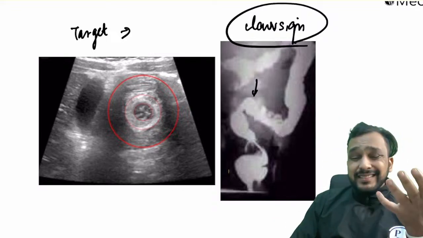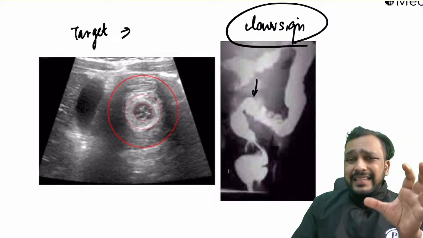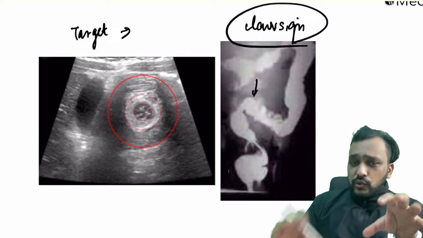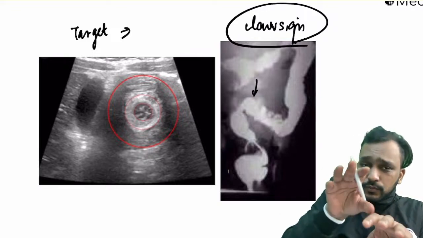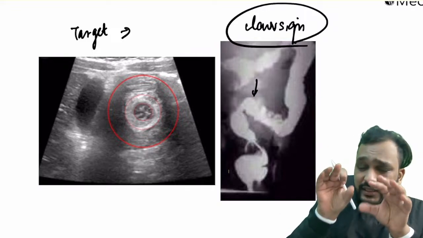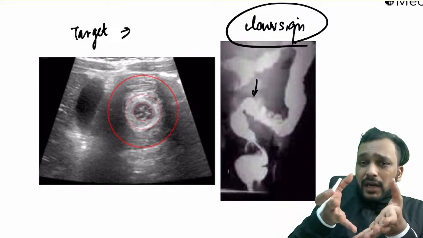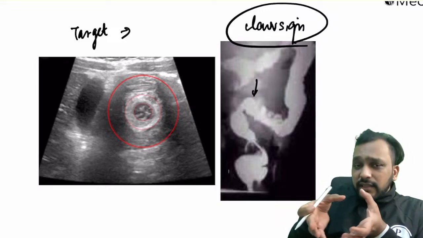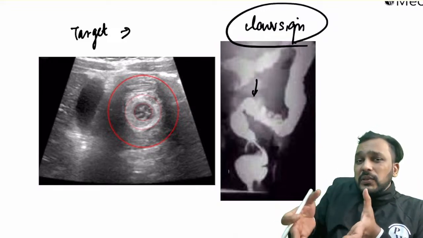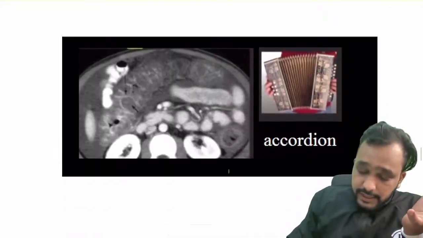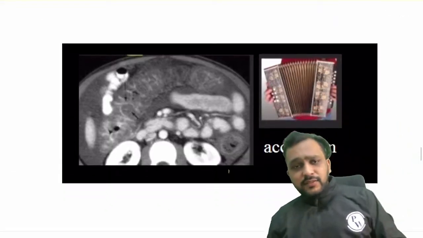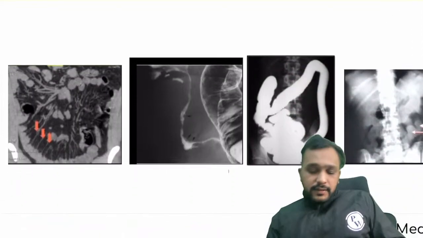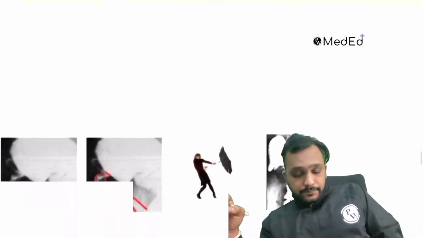So you should know what is intussusceptum and intussuscipiens. The part of the loop that is moving into another is the intussusceptum, and the part of the bowel loop which is receiving the other bowel loop is the intussuscipiens, right? Accordion sign in pseudomembranous colitis. Okay.